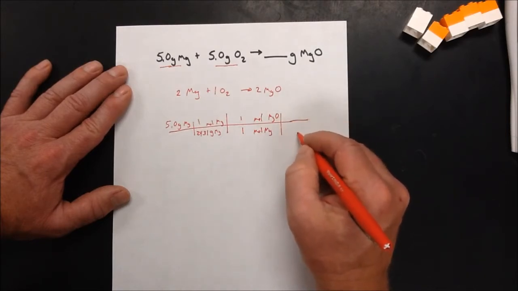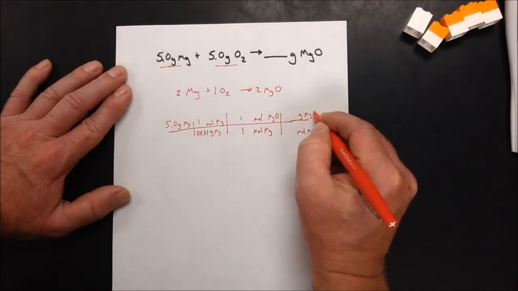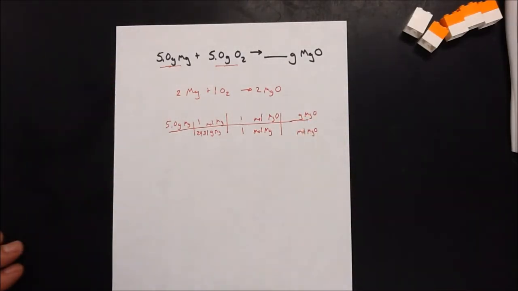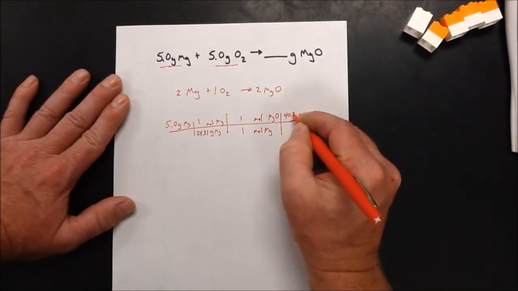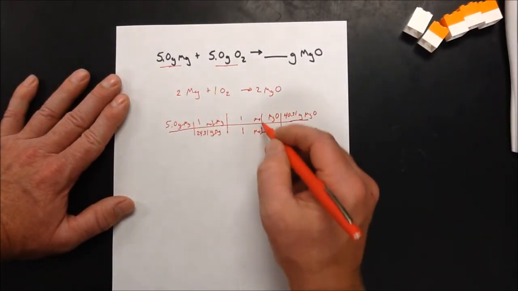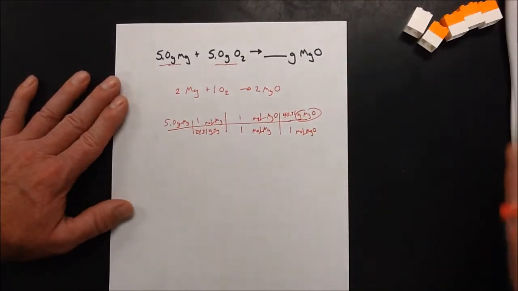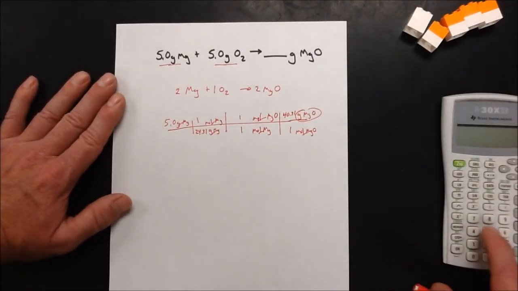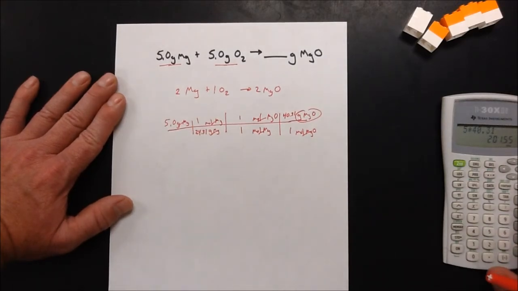And lastly, moles of magnesium oxide to grams of magnesium oxide, and I'm going to add up 16 for the oxygen, 24.31, which is going to be 40.31 grams per mole. Grams of magnesium cancel, moles of magnesium cancel, moles of magnesium oxide cancel, leaving me with grams of magnesium oxide. And now I'm ready to multiply across the top. 5 times 1 times 1 times 40.31. And on the bottom, 24.31 times 1 times 1.